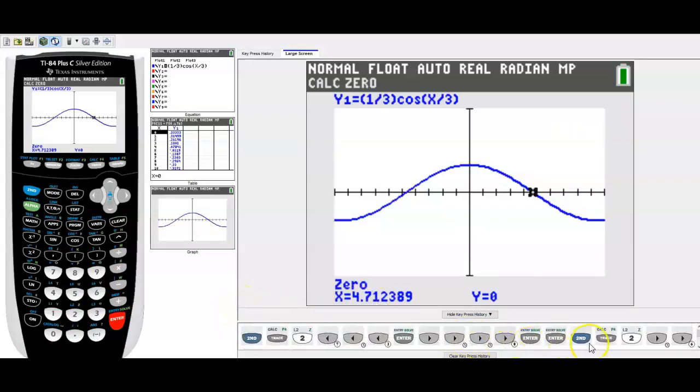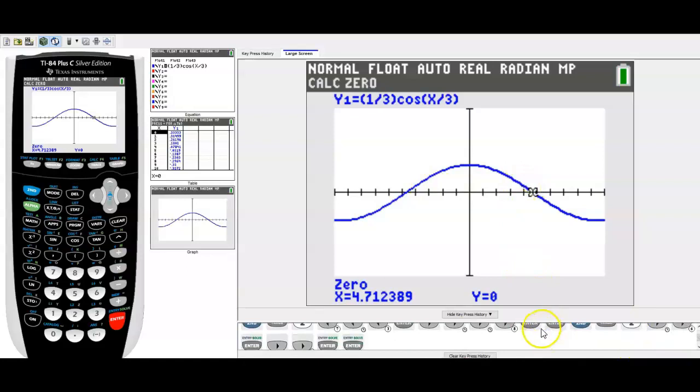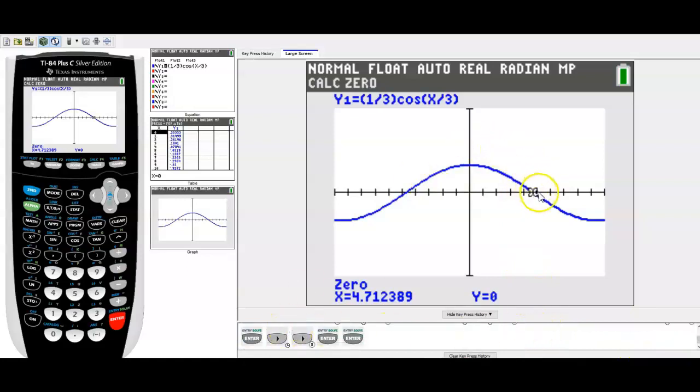So once again, second, trace, 2. I had to scroll over here until I was close to the left of that root, and then I pushed enter, and then I scrolled a little more until I was to the right of the root, and then I pushed enter again, and then enter for the guess, and we get 4.712.